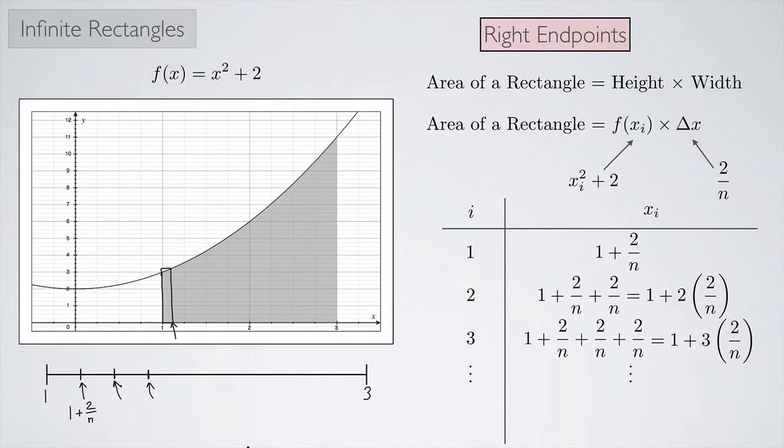Well, now I keep going here, and eventually I get to rectangle number i. That's somewhere in the middle here. Remember, I have n of these total. So this is somewhere in the middle. Rectangle number i is positioned right here, the right endpoint.